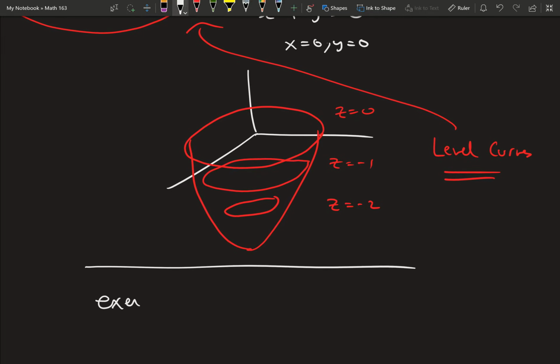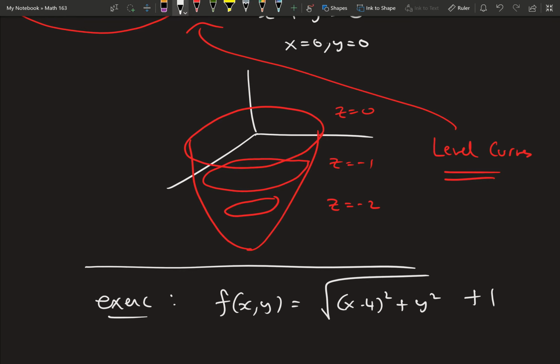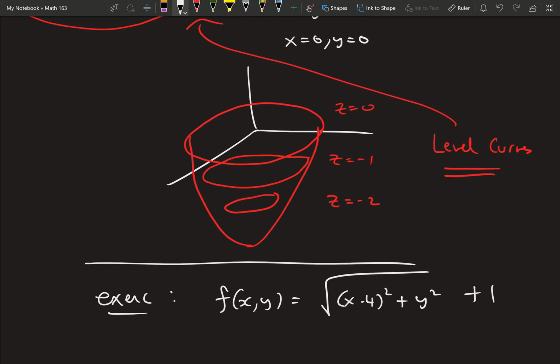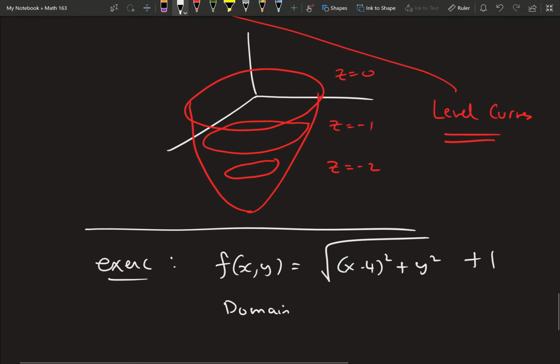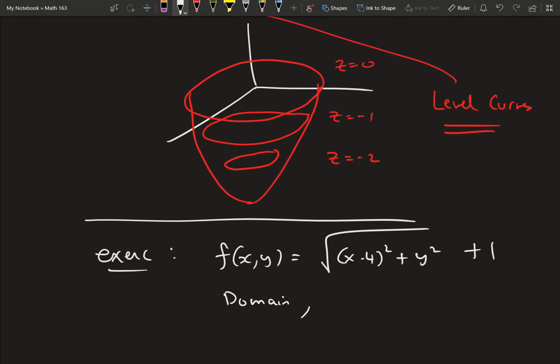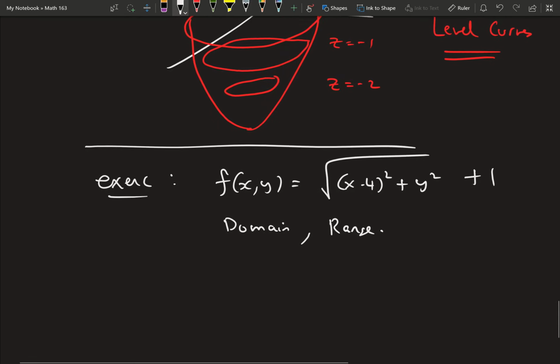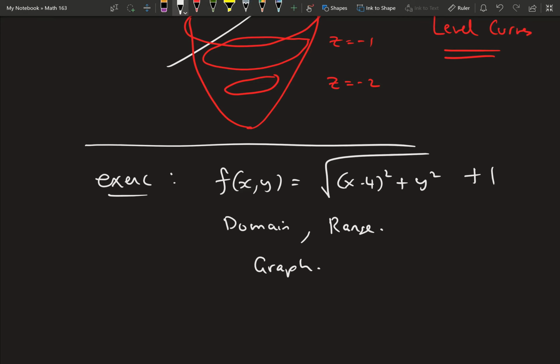So let's leave you with a little exercise. Let f of x, y be the square root of (x minus 4) squared plus y squared, and then plus 1 outside of the square root. Go ahead and find the domain, find the range, and find the graph of f.